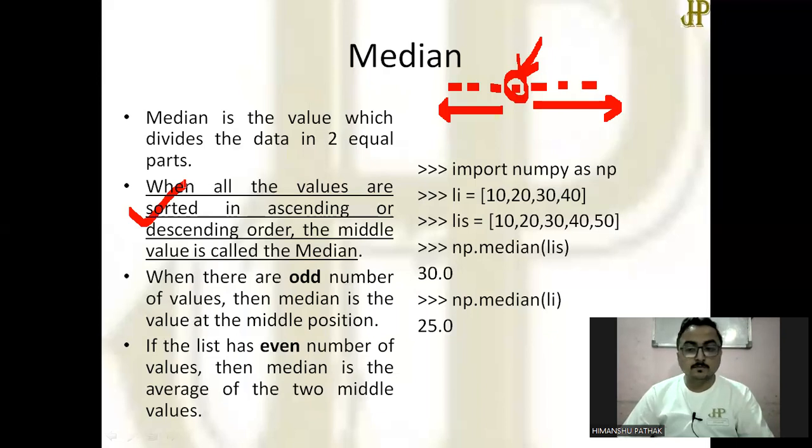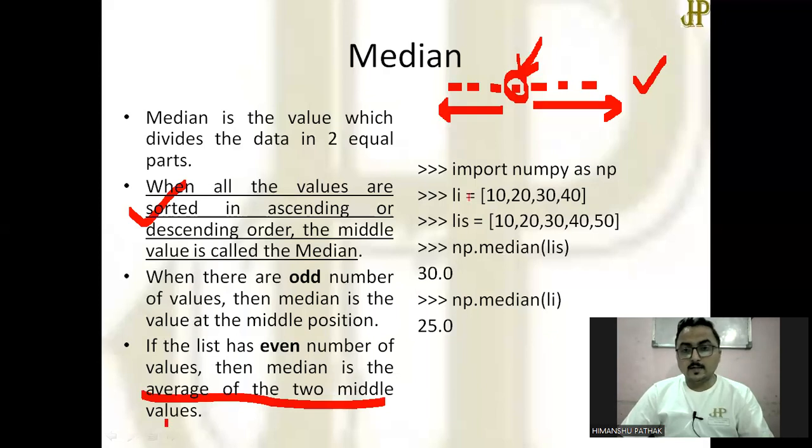But there is a problem. If there is an odd number, then it is okay. What is to be done? First of all, it will take the middle position value. But what in the case of even? In the even case, the median is the average of the two middle values.